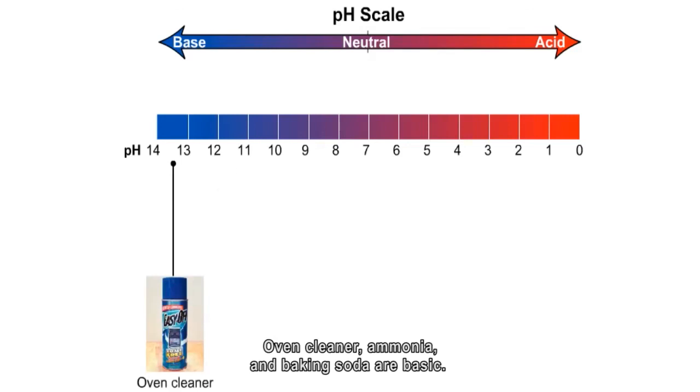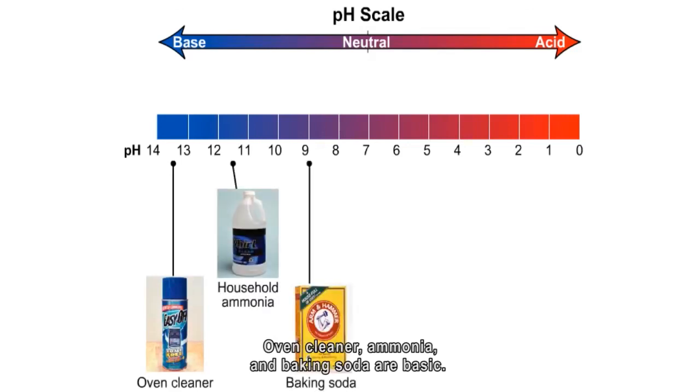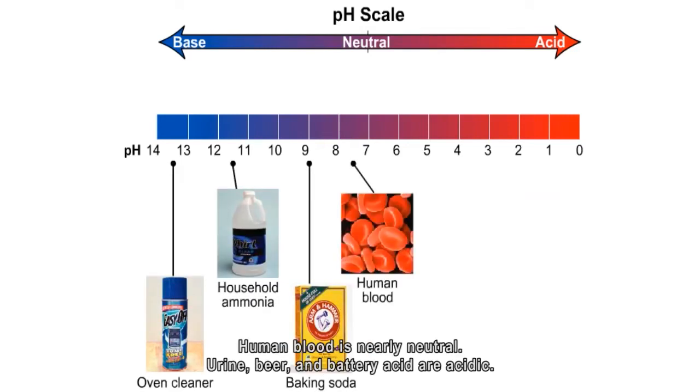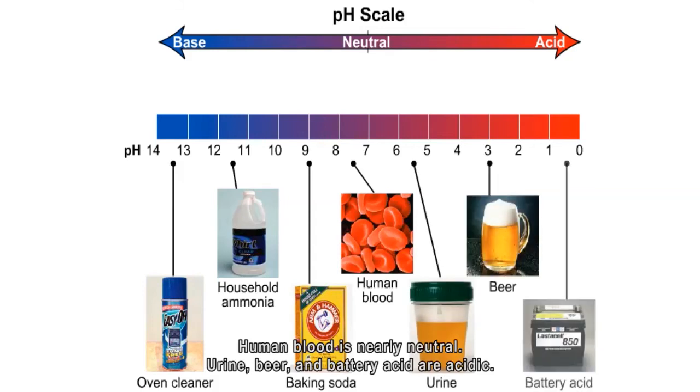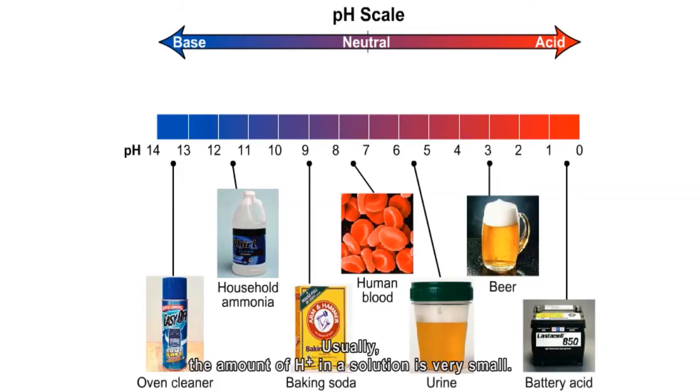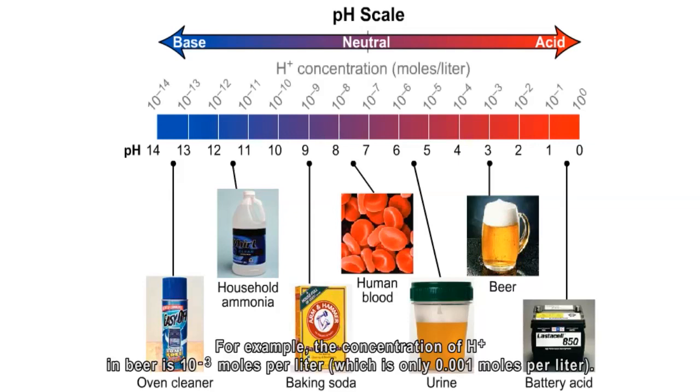Oven cleaner, ammonia, and baking soda are basic. Human blood is nearly neutral. Urine, beer, and battery acid are acidic. Usually, the amount of hydrogen ions in a solution is very small. For example, the concentration of hydrogen ions in beer is 10 to the minus 3 moles per liter, which is only 0.001 moles per liter.